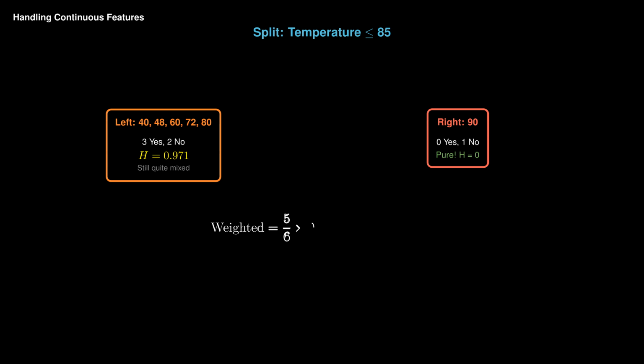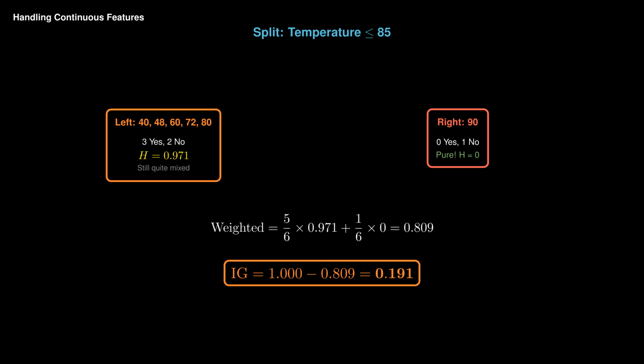Now the second candidate, temperature less than or equal to 85. The left group has 40, 48, 60, 72, and 80. That is 3 yes and 2 no. Entropy is 0.971. Still quite mixed. The right group has just 90. Only one number, pure. Entropy is 0. The weighted average, 5/6 times 0.971 plus 1/6 times 0. That gives 0.809. Information gain is 1.000 minus 0.809. That is only 0.191.